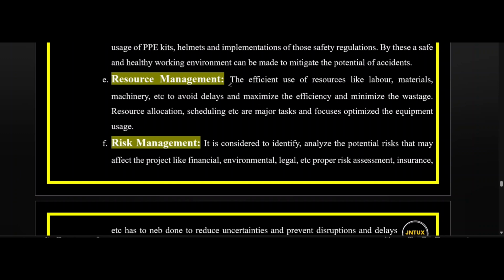The next management objective is resource management. The efficient use of resources like labor, materials, machinery, etc. has to be ensured to avoid delays, maximize efficiency, and minimize wastage. Resource allocation, scheduling, etc. are major tasks and focus on optimized equipment usage.